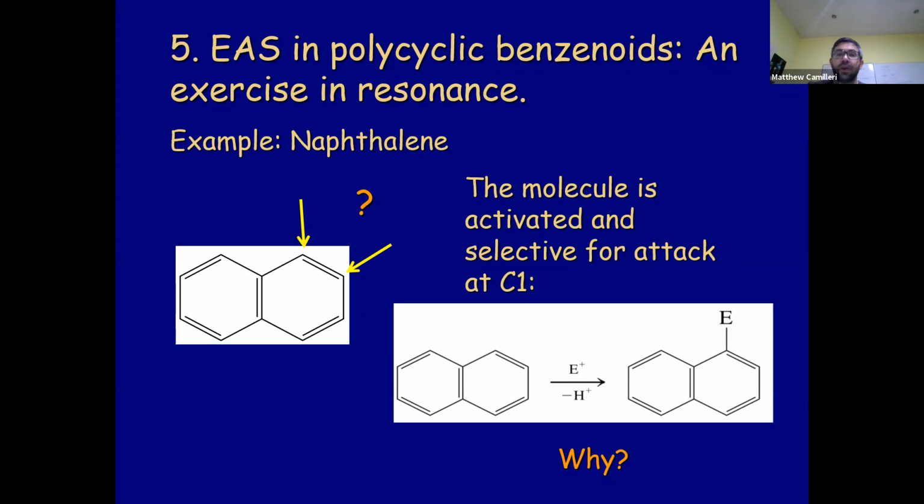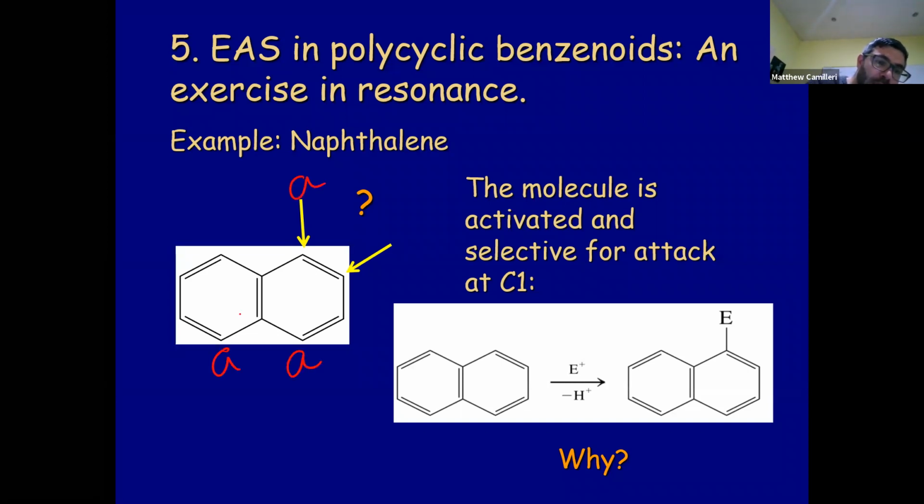So as we said before, if there are two positions where you can attack, always draw both structures. Now, please remember that A and A are all identical.